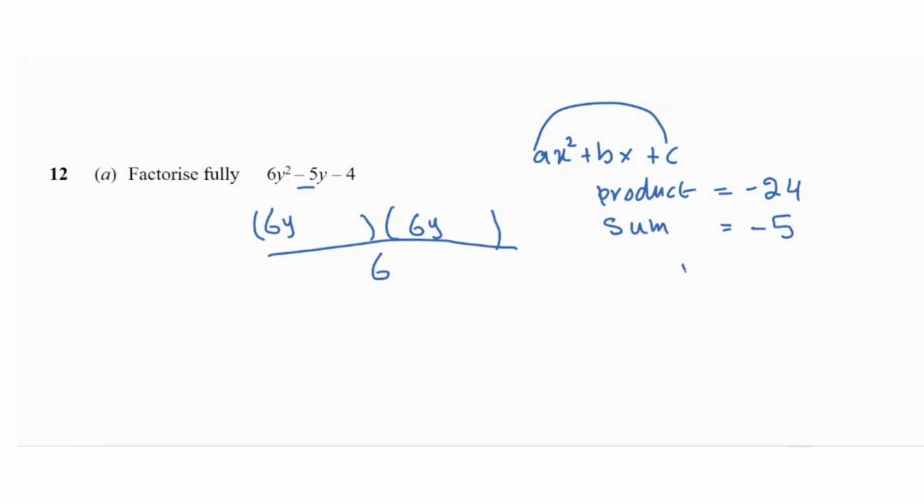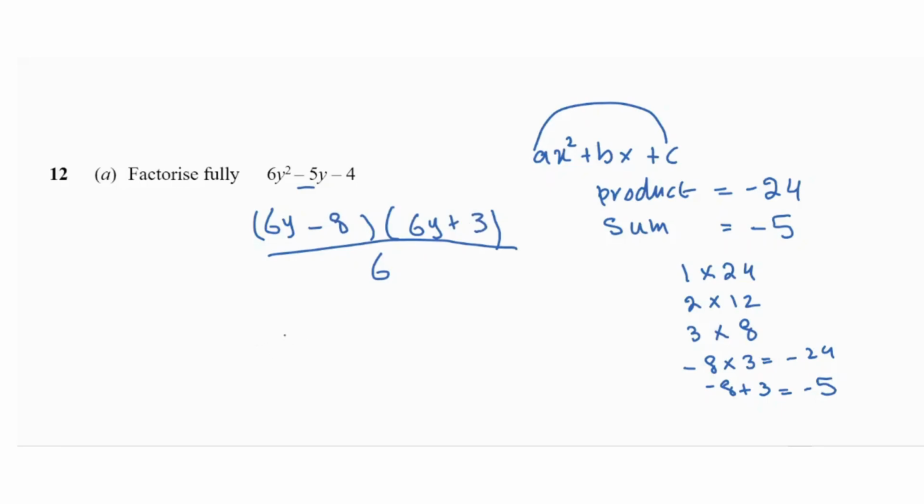Now we're going to find the factors. 1 times 24, 2 times 12, 3 times 8 gives us 24, and the difference gives us 5 as well. So we're going to use minus 8 times 3 is minus 24, and minus 8 plus 3 is minus 5. So these are our two numbers: minus 8 and plus 3.